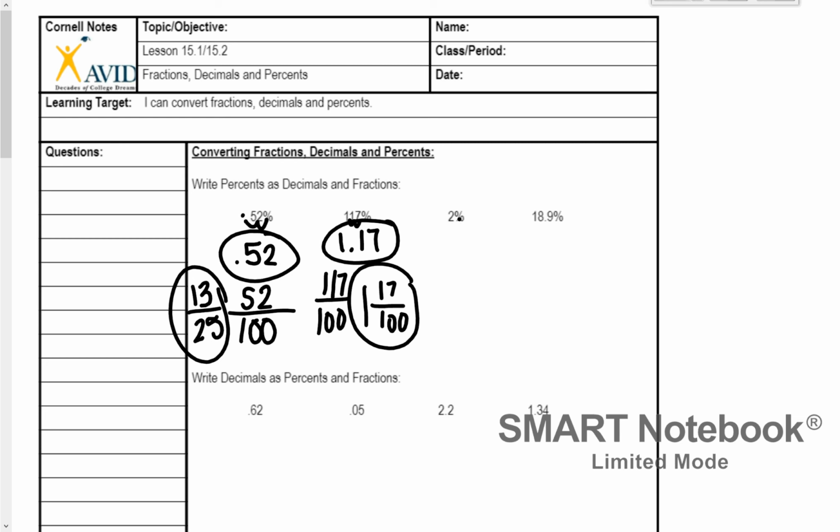2%, we put that decimal in, move it twice, fill in that empty space with a 0. That becomes 2 hundredths. 2% is 2 over 100. Those can both be divided by 2 to become 1/50th.